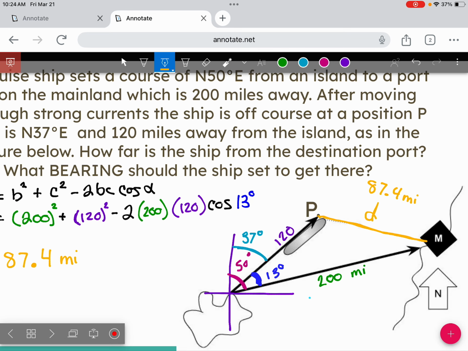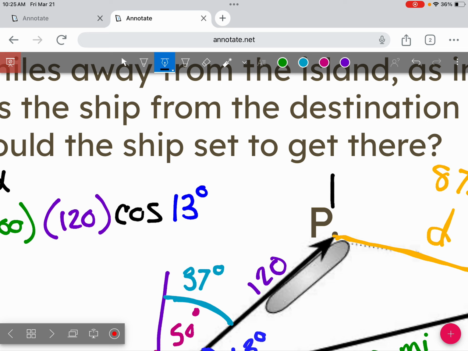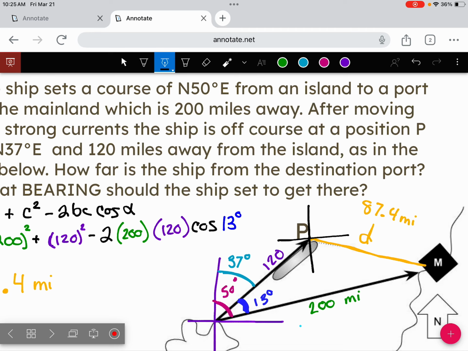So if all we were asked was for that distance, we'd be done. But we want to know what bearing the ship needs to be at to get there. So we need to give directions to the boat. They got pushed off course. They need a new bearing to get there. So we need to know what bearing from the boat to get to port, which means we need to know what angle P is. How could we figure out what angle P is?